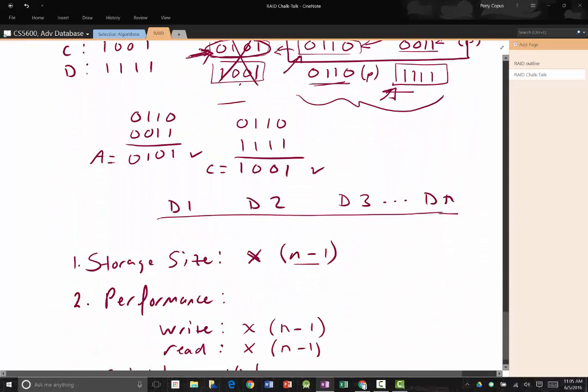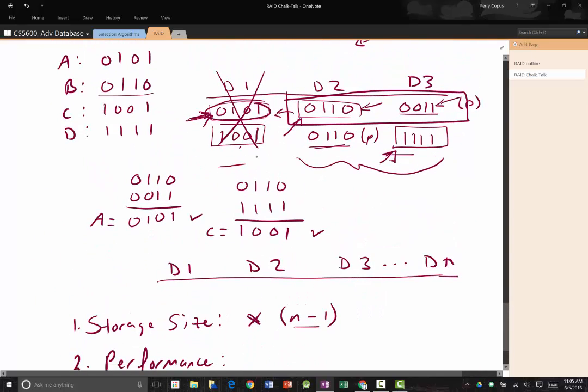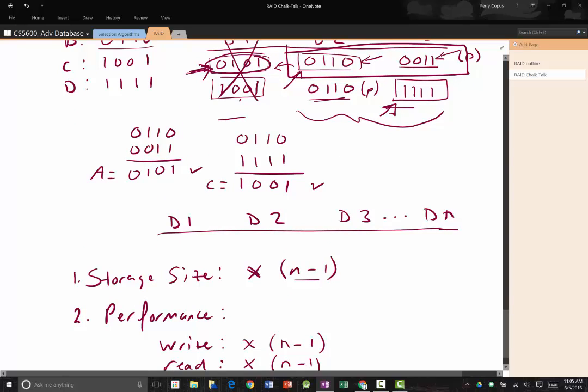But with RAID 5, I can have one failure, but I can't have more than one. If I have a 16-drive RAID 5 array and one drive fails, I'm fine, although my performance will decrease. But if I have a second failure, the array is dead.